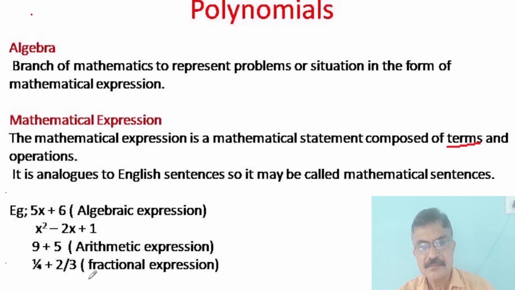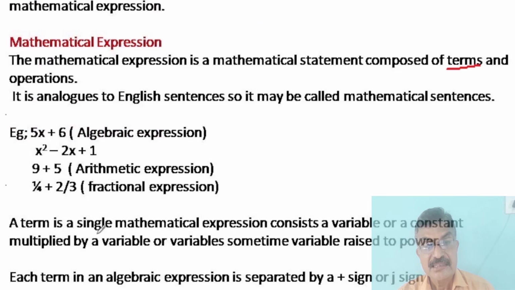Next we will learn what is meant by term. A term is a word familiar to you in the English language, but what is the meaning of term in mathematical context? A term is a single mathematical expression consisting of a variable or a constant multiplied by a variable or variables, sometimes a variable raised to a power. It may be a confusing sentence. I will explain a little bit in detail.